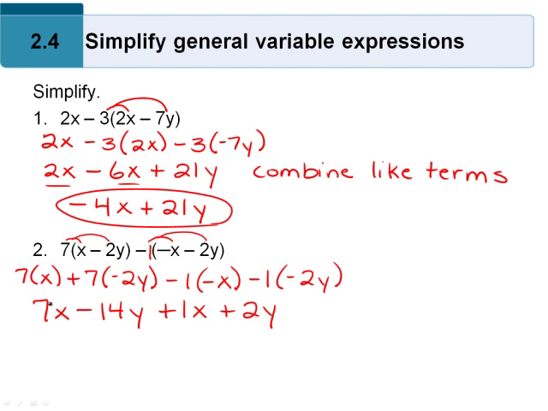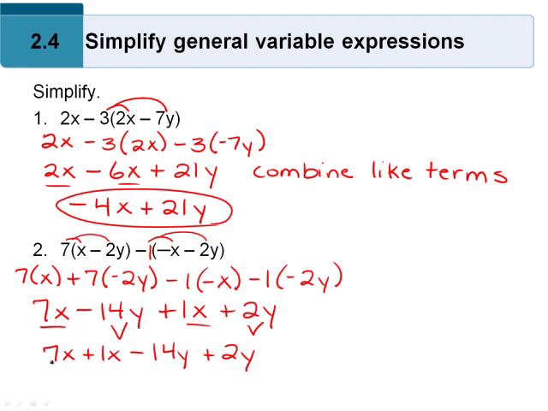So now we've done all the multiplication, and now we want to check for like terms. So we have 7x and 1x, and negative 14y and 2y. If you want to group them close to each other, you can. You can rearrange the order. So we have 7x plus 1x, because you bring the sign with that term, so make sure you bring the sign with the 14, negative 14y plus 2y.